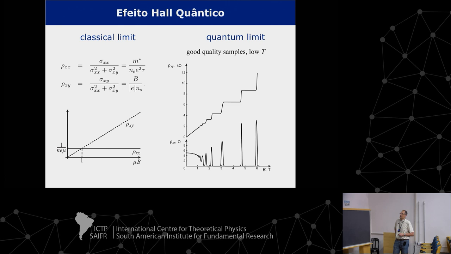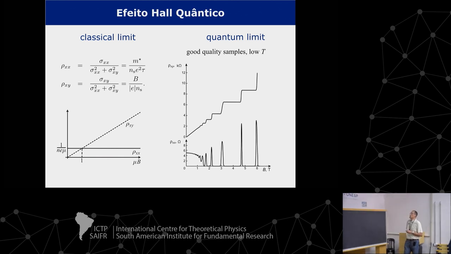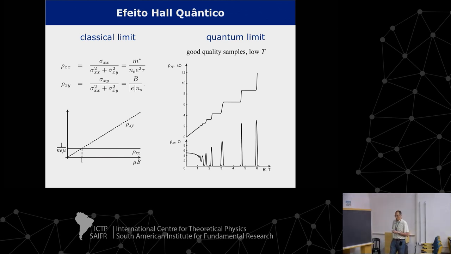And if you look at the longitudinal resistance, for sufficiently low temperatures, as you increase the magnetic field, it starts something like, not really constant, but almost. And then it starts with these peaks. And these peaks correspond to the jumps between plateaus in the transversal resistivity. And this, in the 80s, was a big mystery.